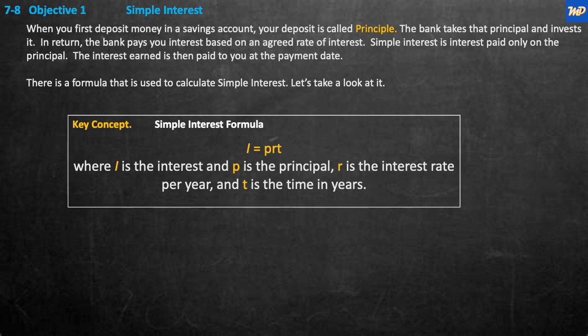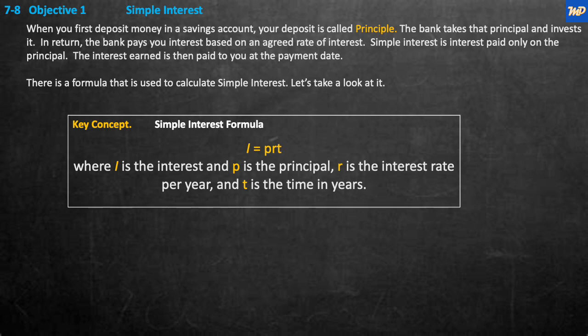Okay, let's talk about simple interest. When you first deposit money in a savings account, your deposit is called principal. The bank takes that principal and invests it. In return, the bank pays you interest based on an agreed rate of interest. Simple interest is interest paid only on the principal. The interest earned is then paid to you at the payment date. There is a formula that is used to calculate simple interest. Let's take a look at it.